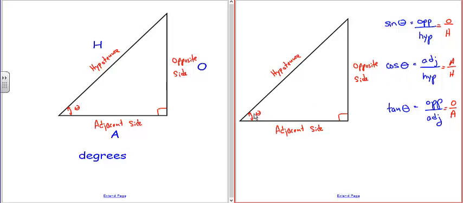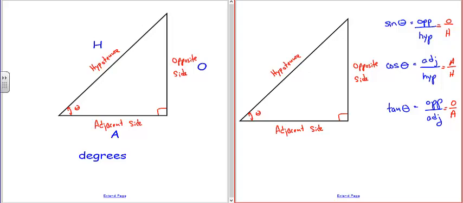The cosine of this angle is the ratio of the adjacent side length to the length of the hypotenuse, and the tangent is the length of the opposite side divided by the length of the adjacent side. Again, using A, O, and H for opposite, adjacent, hypotenuse. Okay, so those are the three main functions, the ones you'll find normally in your calculator.